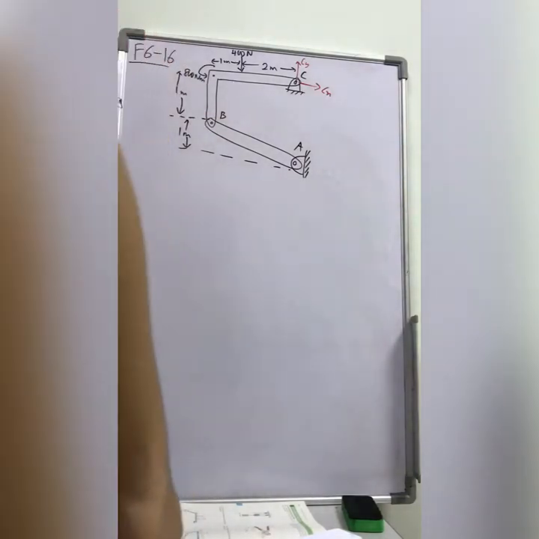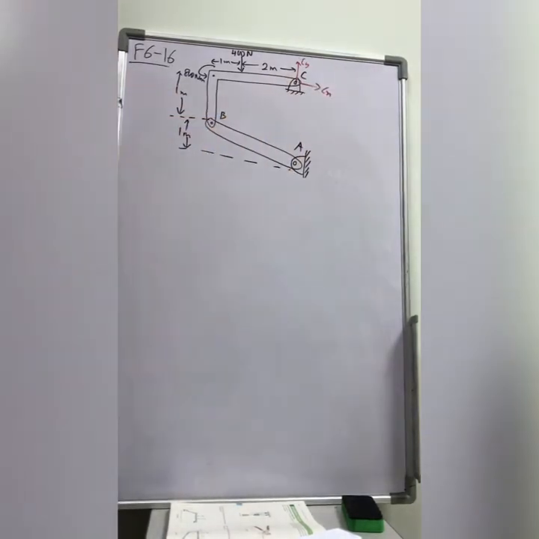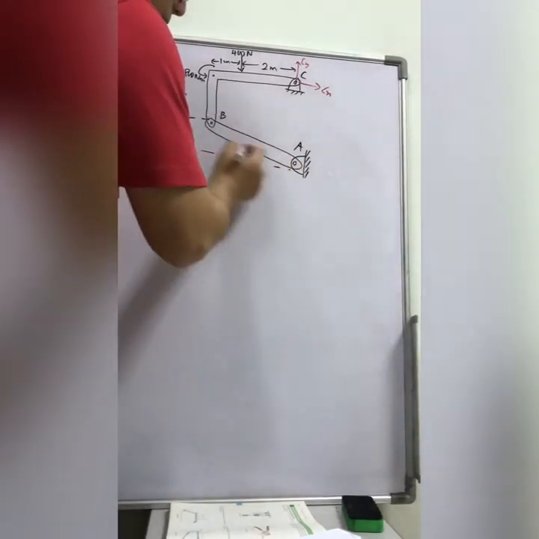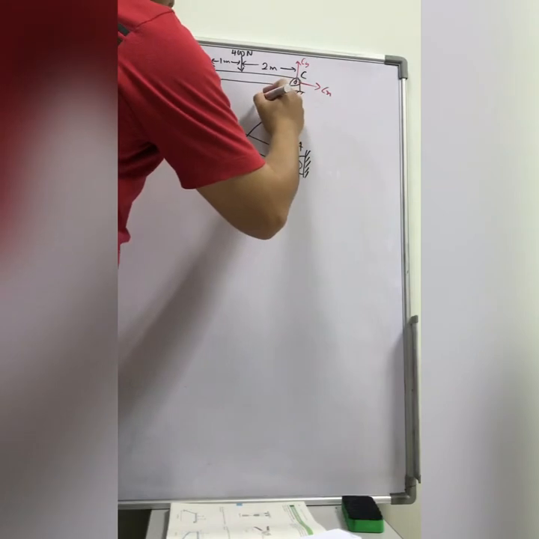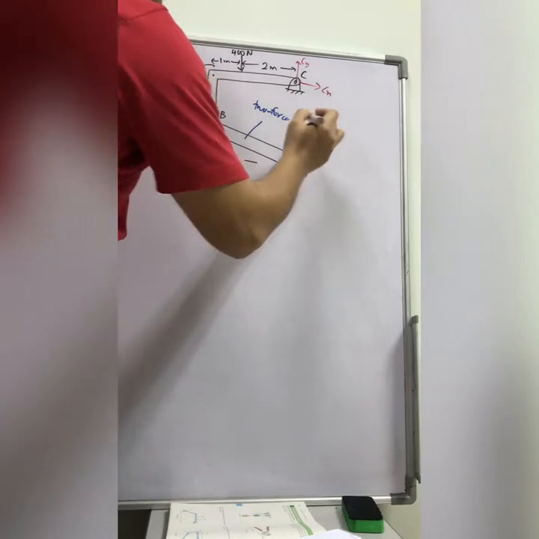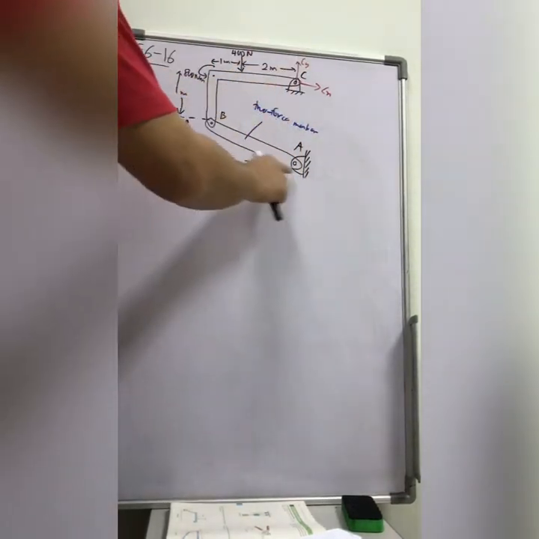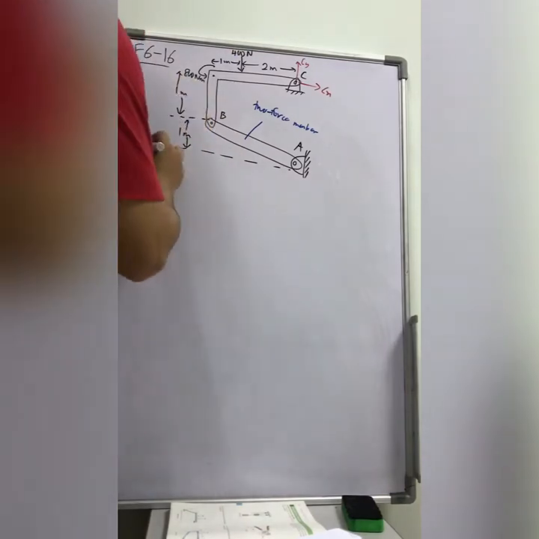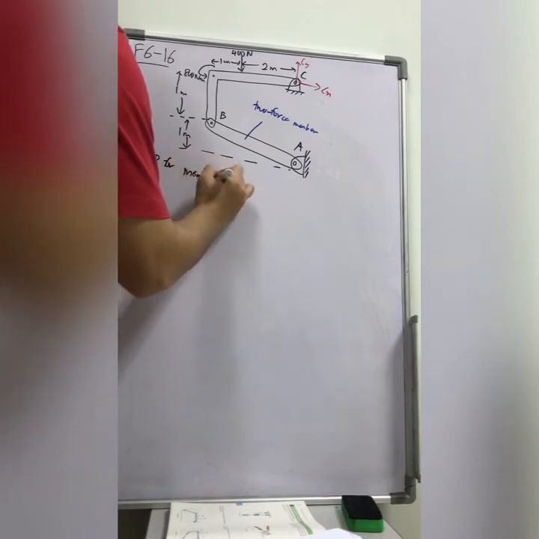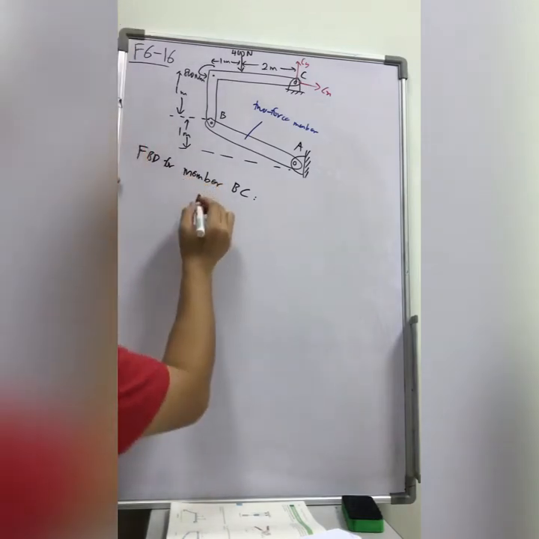Now, you can do it the long way, or if you understand that member AB is a two force member, then it will be simpler, same like what we have done before. So when you realize that AB is a two force member, then you can simply draw the free body diagram for member BC, which is this BC. What happened at BC?